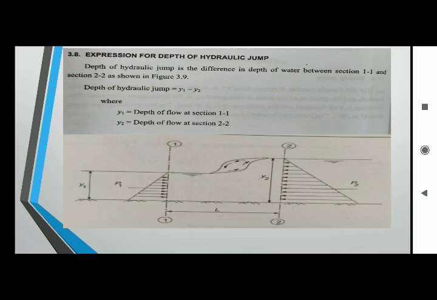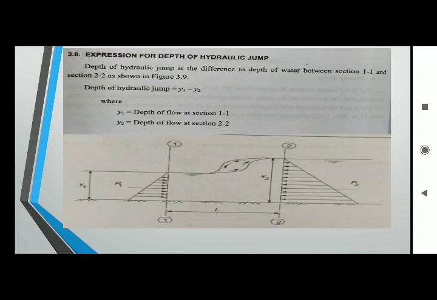Actually the theory is not applicable for hydraulic jump, because in hydraulic jump the pressure distribution will not be hydrostatic. But for deriving and simplification, we are assuming the pressure distribution as hydrostatic. That means a linearly varying triangular pressure distribution in water. At the bottom, pressure will be gamma times y1, where gamma is the unit weight of water. At section 2, the pressure at the bottom will be gamma times y2.